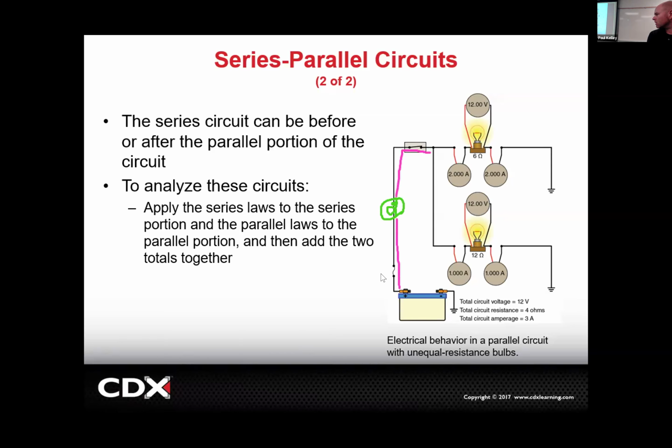And then let's pick a new color. Let's do, I don't know, green. This would be parallel, and this would be parallel, right? So a true series parallel has a load in the series part and a load in the parallel part. It can actually be hard to find that as an example. There's only really one that I can think of with regularity.